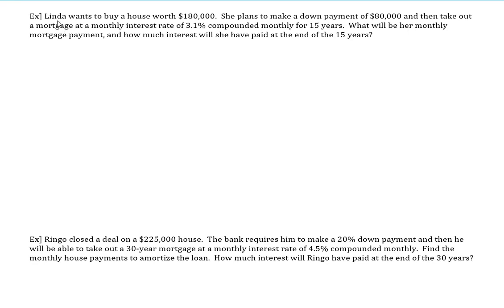So in this example, it says Linda wants to buy a house worth $180,000. She plans to make a down payment of $80,000 and then take out a mortgage at a monthly interest rate of 3.1% compounded monthly for 15 years. What will be her monthly mortgage payment and how much interest will she have paid at the end of the 15 years? All right, so just like most of these problems that we started to deal with in finance, as soon as I see compound or as soon as I see payments, I'm thinking, let's get our TVM solver going.